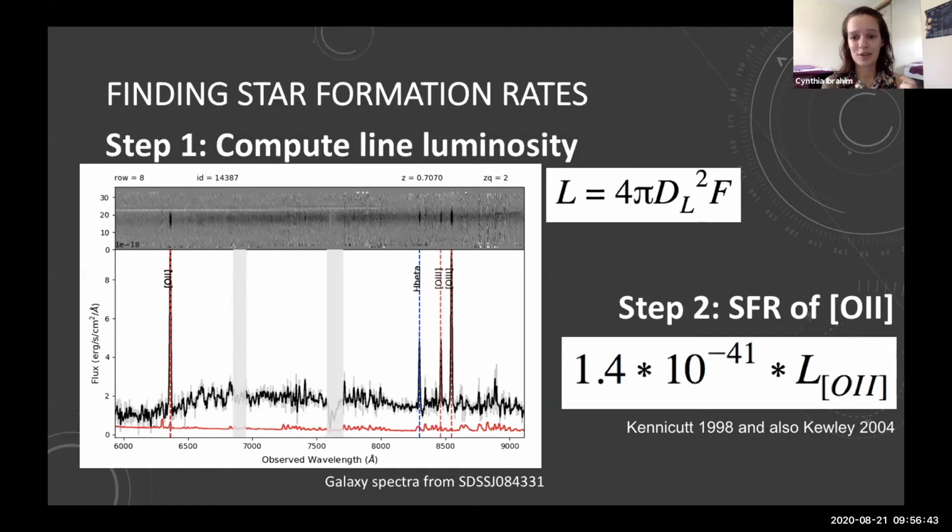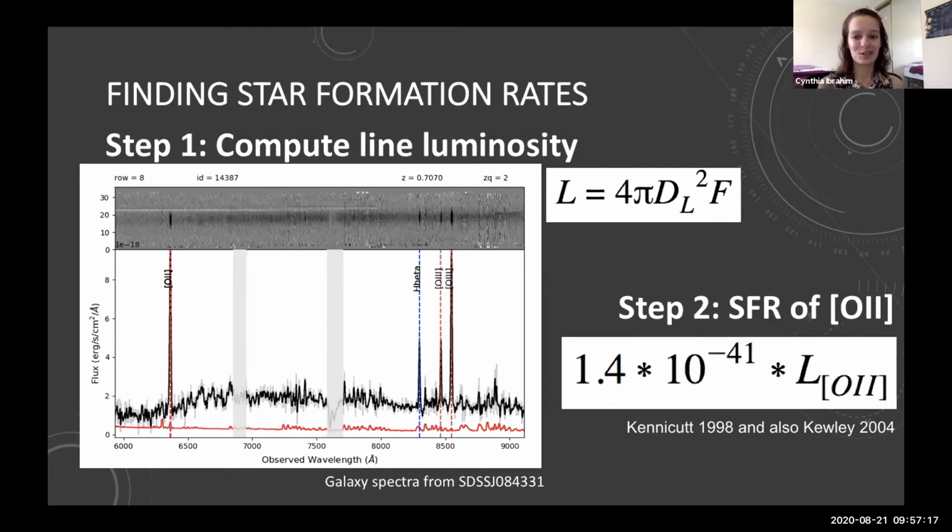Now, looking at this figure, we see prominent lines like oxygen 2, H beta, oxygen 3. By obtaining the flux of these lines, which we do through our spectra code, we can later plug that into our step one, which is computing the line luminosity. After we get this line luminosity, we then use the SFR equation from Kennicutt and Cooley to determine the star formation rates. Once we do that, we can determine whether it's normal, enhanced star formation rates, or if it seems to be relatively low for the redshift it's at.